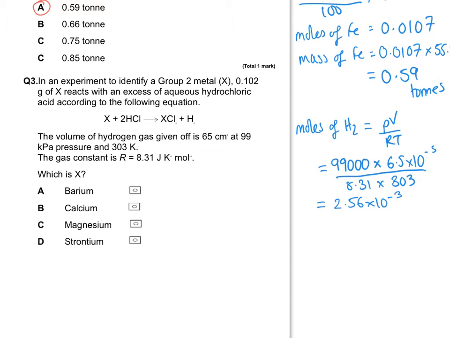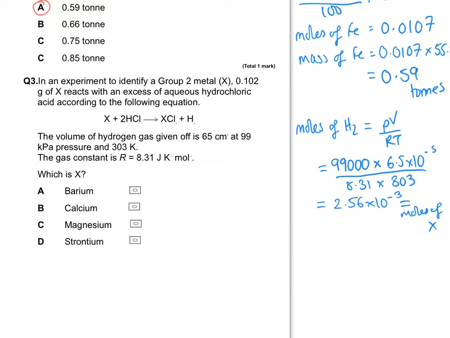Okay, we don't need to worry about the hydrochloric acid because it says it's in excess, and the reason it's in excess is to make sure that all of X reacts. So we can assume that the moles of hydrogen gas given off are going to be the same as the moles of X. So that is also equal to the moles of X.